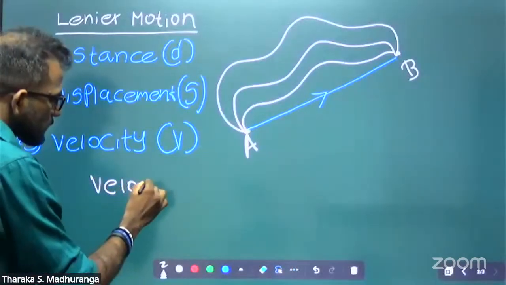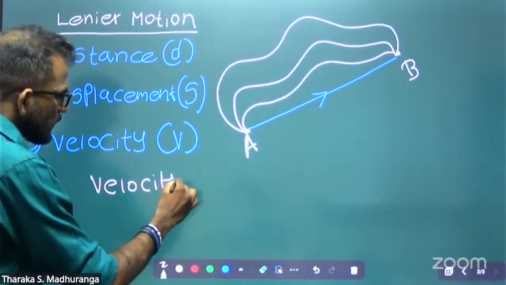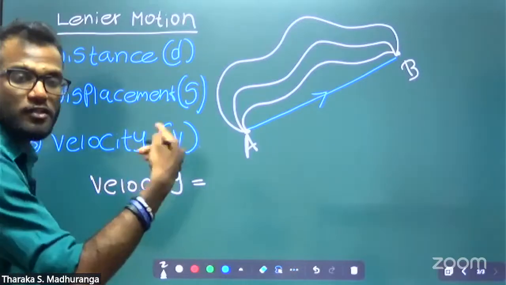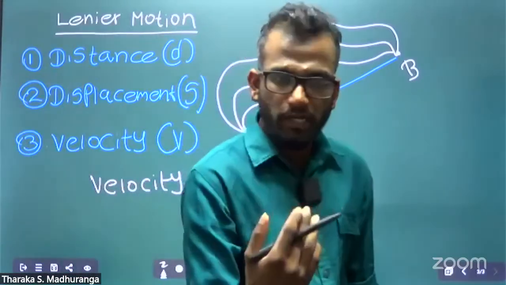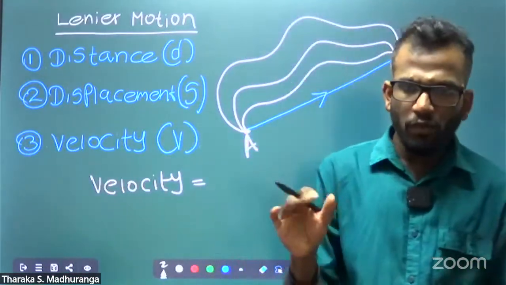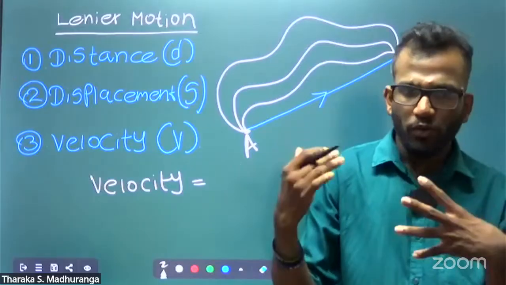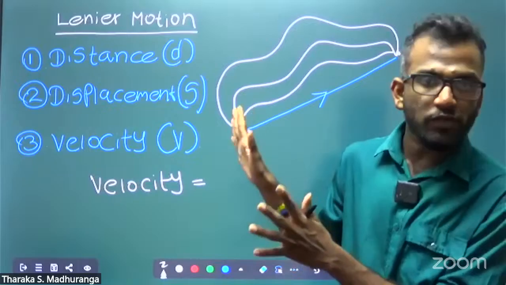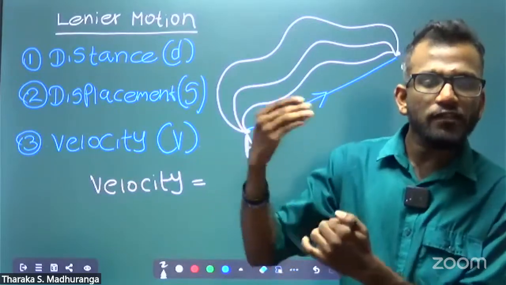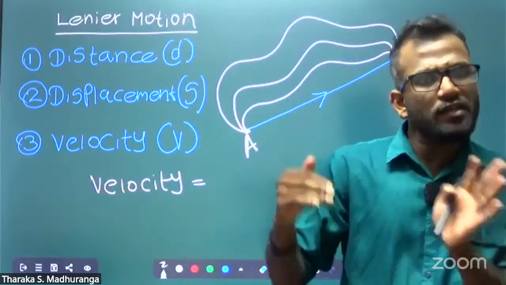Velocity equals the rate of change of displacement. That means the displacement change within unit time. I think you already know these things. If you don't know anything, please note down, because this is not our lesson today. I am only revising for you for easy understanding of the next part.